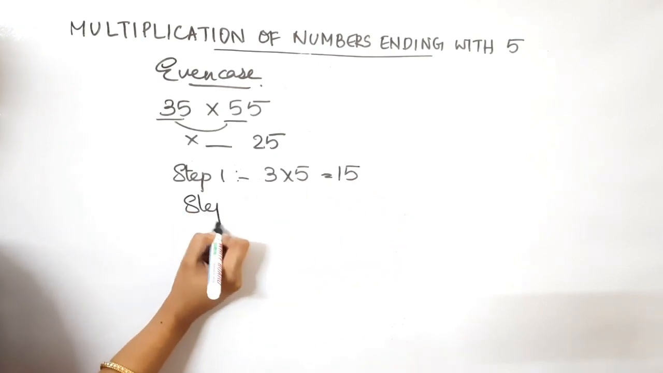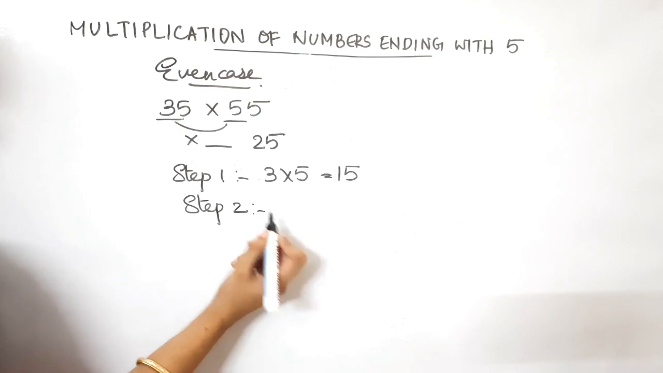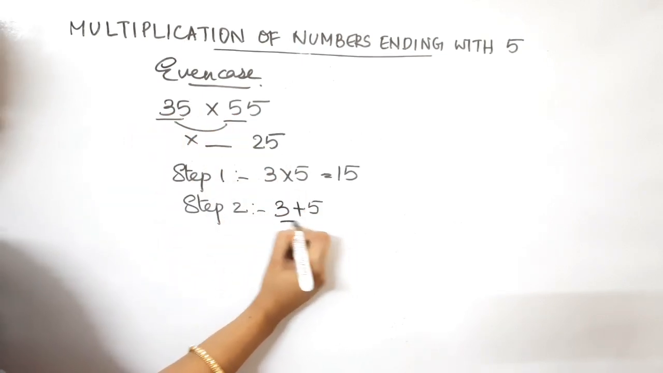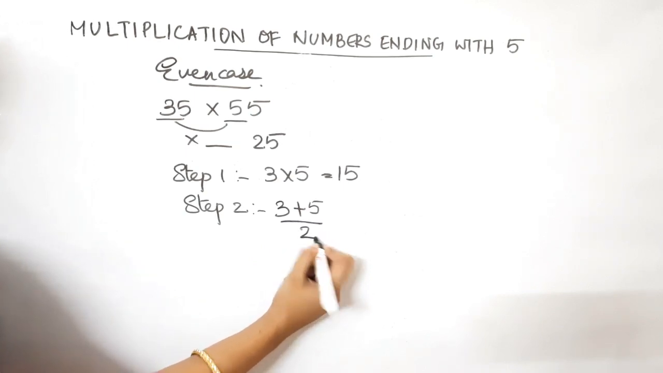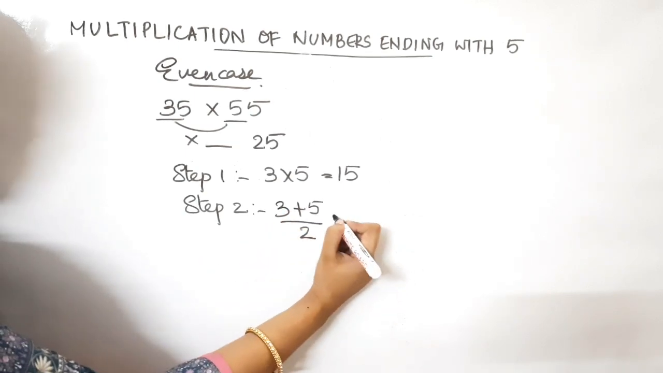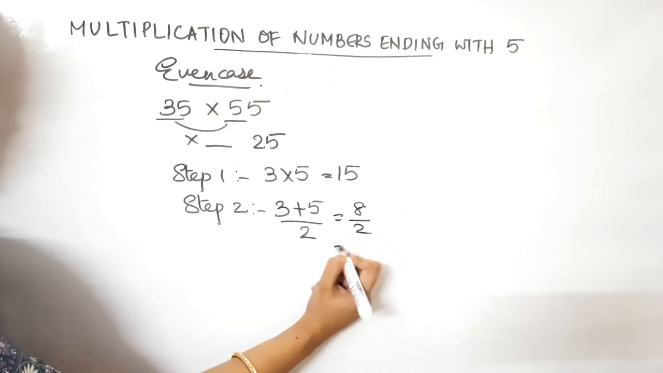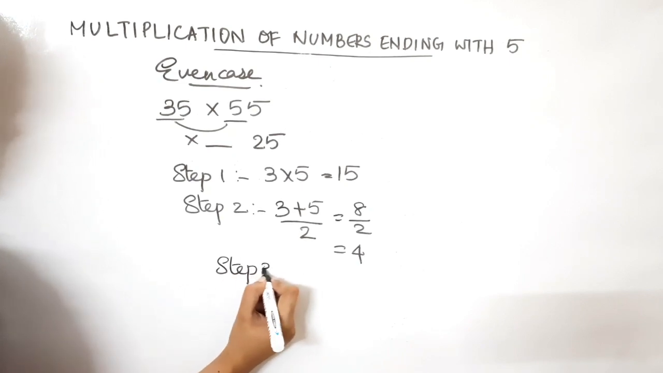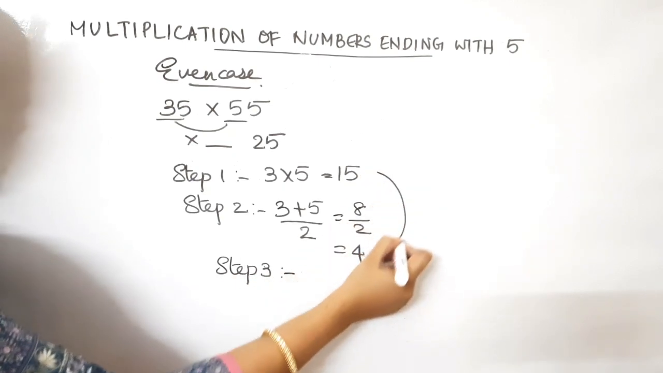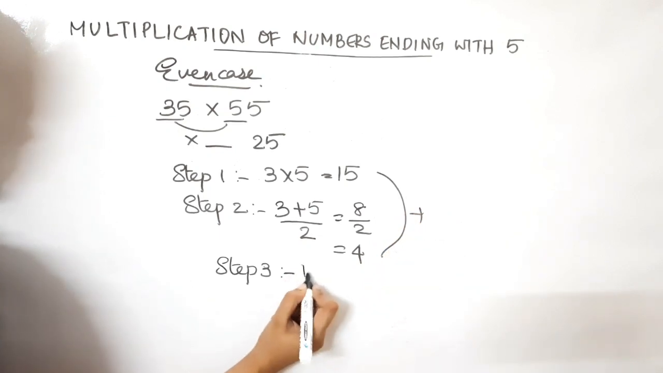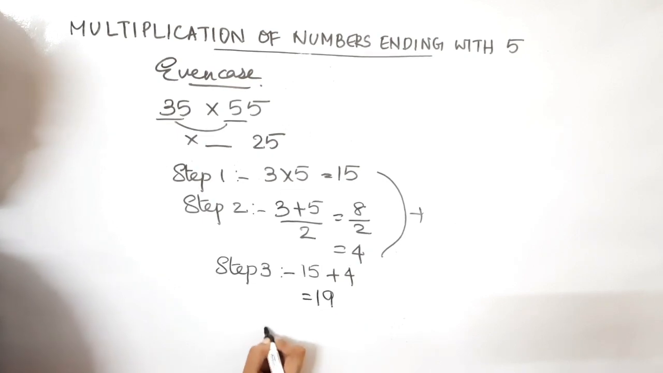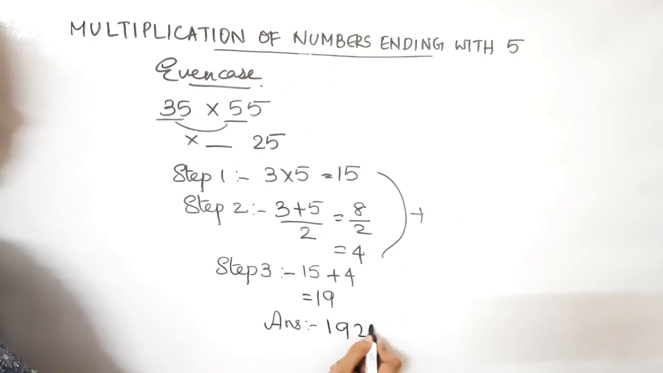In the second step, we will add 3 and 5 and divide by 2. So 3 plus 5 by 2 is equal to 8 by 2. The answer will be 4. In the third step, we will add the values from step 1 and step 2. So that is 15 plus 4, which is equal to 19. Therefore, the answer is 1925.